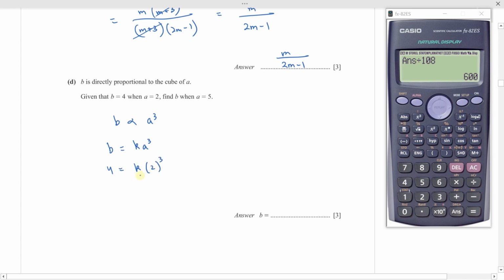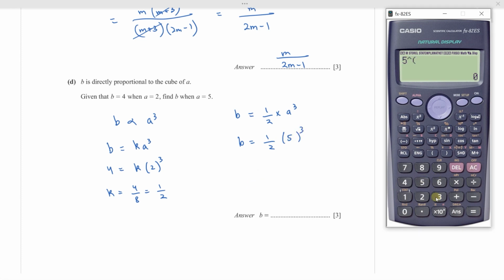So we can find the value of k from this. 2 power 3 is 8. So k will be 4 over 8, which is 1 by 2. So your equation will become b equals 1 by 2 multiplied by a cube. Find b when a equals 5. So b when a equals 5 means 5 power 3. So 5 power 3 will be 125 over 2. 125 divided by 2 will be 62.5. So b is 62.5.